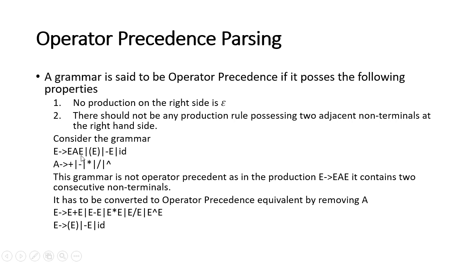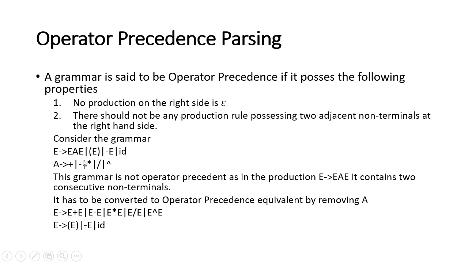Consider the grammar E → EAE. E is a non-terminal, A is a non-terminal, E is a non-terminal. A can be expanded, which gives you either plus or minus or asterisk or divide or the power symbol, the caret symbol. So here we have three adjacent non-terminal symbols, EAE. In such cases this is not an operator precedence grammar. An operator precedence grammar will always have a non-terminal, a terminal, non-terminal, terminal, non-terminal, terminal, and it will go on like that.